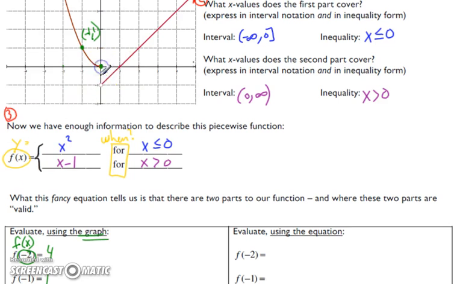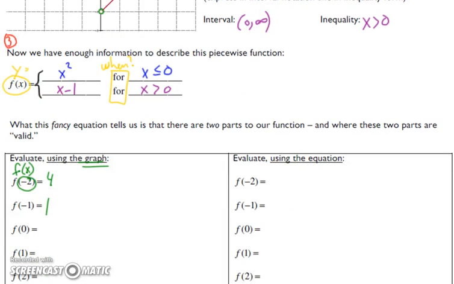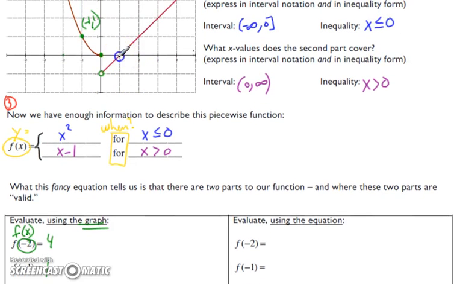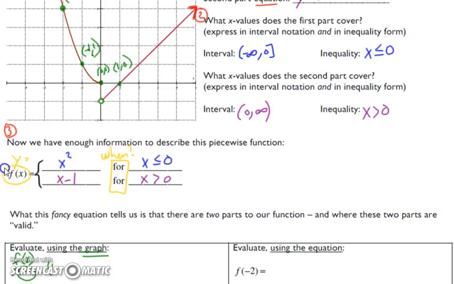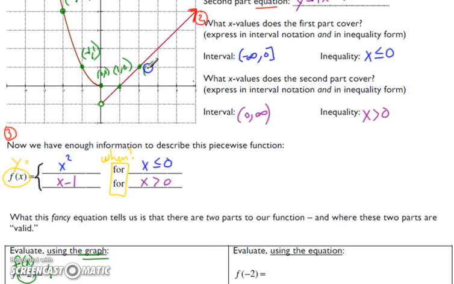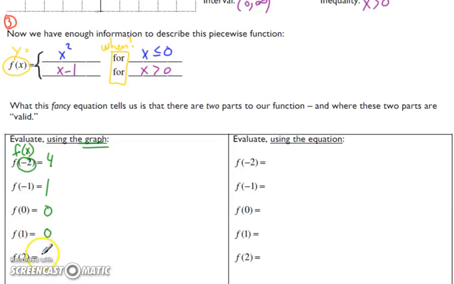Notice that's a tricky one because I have two zeros here, but remember that's an open circle, so it's not equal to 0. And when I plug in 1, I get 0 again. When I plug in 2, I get 1. So those would be the points that I can find using my graph.